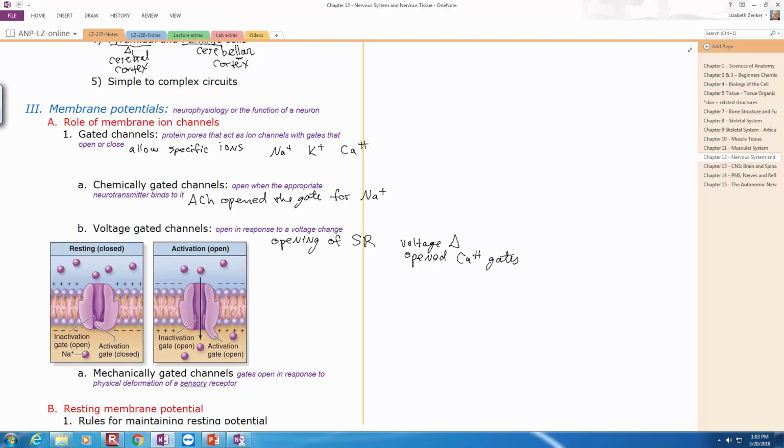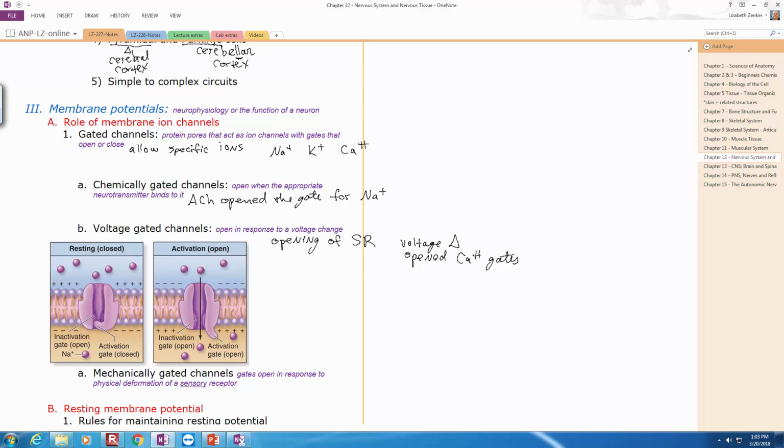So we can also have a mechanically gated channel. So these gates open in response to a physical deformation, which is typically talking about a sensory receptor. So if you guys remember, if somebody pokes you in the arm and you feel that, you've sensed that somebody has pushed into you, that's a deformation. It deformed the area in a way, so you put pressure on it. So typically that's stretch or pressure is what we're talking about on mechanically gated.